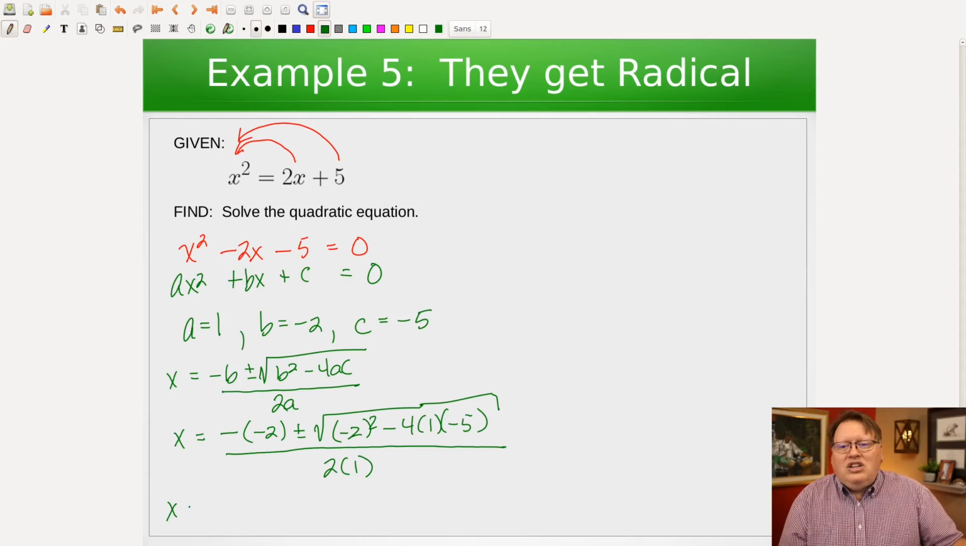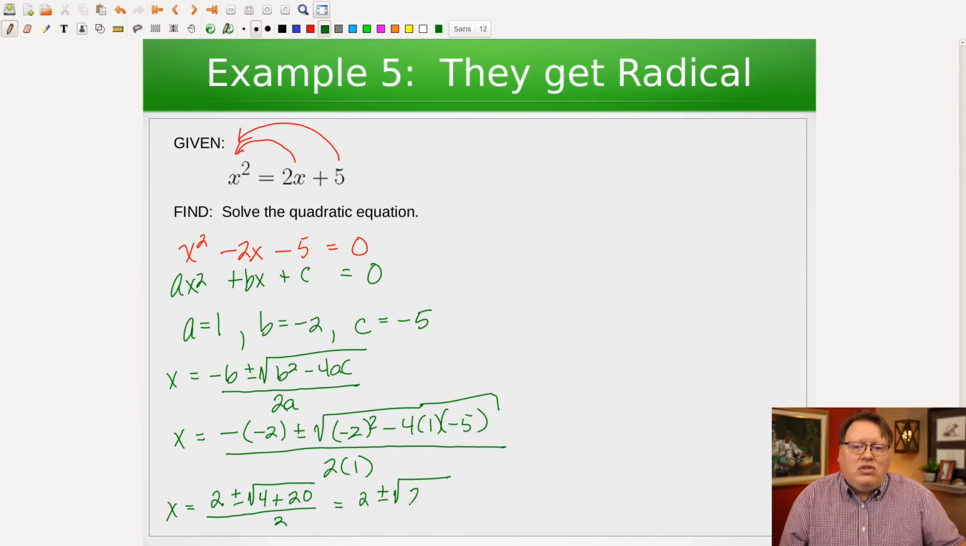Okay? So if we simplify this, we get opposite of a negative 2 is just a positive 2. Plus or minus the square root. Negative 2 squared is a positive 4. Negative 4 times negative 5 is just a positive 20. And all of that is over 2. So that's just 2 plus or minus the square root of 24 over 2. All right. Now, guys, how do you simplify a radical?